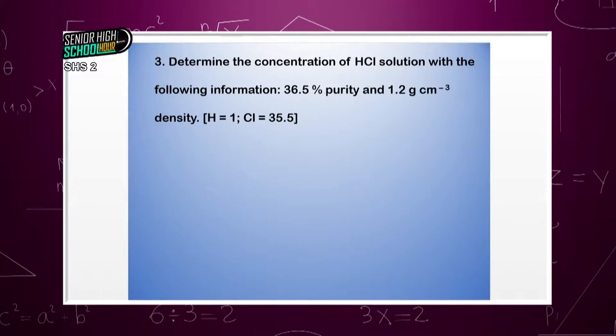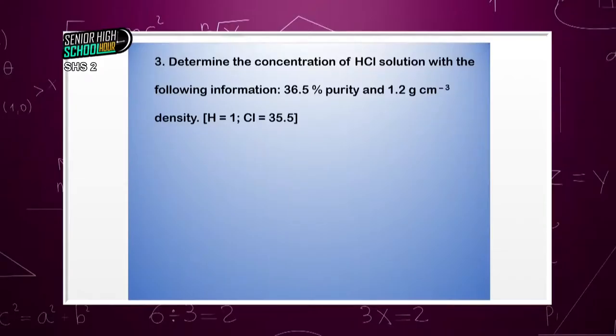We want to calculate the concentration. We are talking about solutions. What do I have? Is this information enough? Yes, it's more than enough to solve the question. Percentage purity is given, and then density is given. What else do I need?